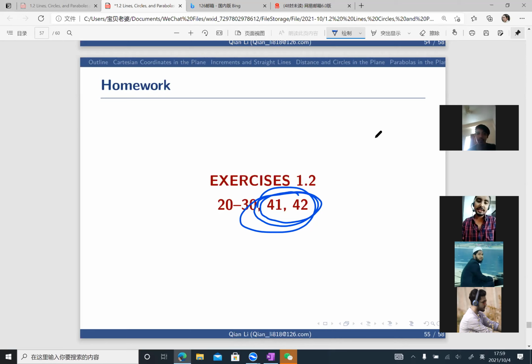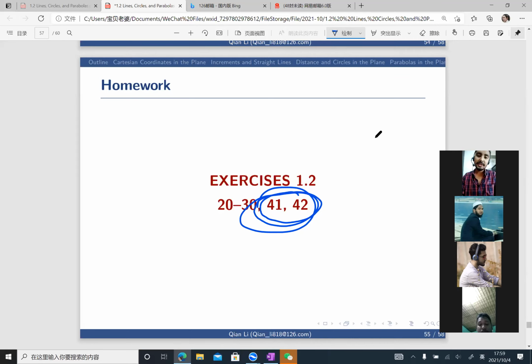Laoshi, before, I already sent you the homework with numbers 20 to 30 and 41 and 42. Can you please check and tell me if you have it? If you have it, then I won't do it again. Okay, I will check it. Okay, thank you. And Laoshi, can you post the names of the people who sent the homework to you in the WeChat group so that we can be notified that we were able to send it?